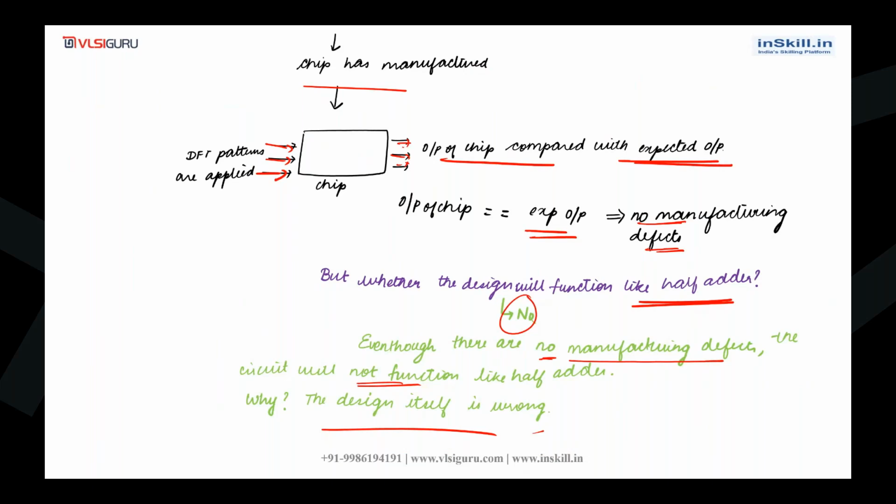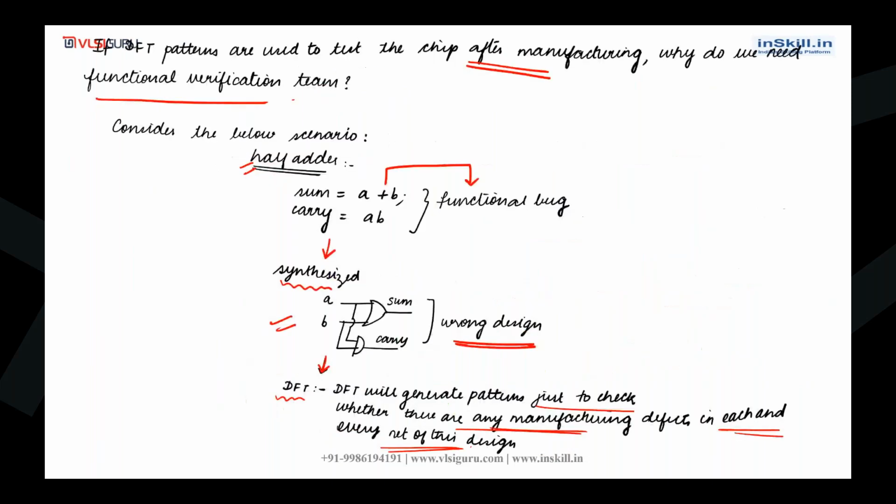So initially, in the first stage, the design itself was wrong. Sum should have been a XOR b, but someone mistakenly wrote sum is equal to a plus b. That's a functional bug. For the time being, we assume that there is no functional verification team. Directly, the wrong design got synthesized. It was given to the DFT team, and the DFT team will be generating patterns just to check whether there are any manufacturing defects in each and every net of this design.